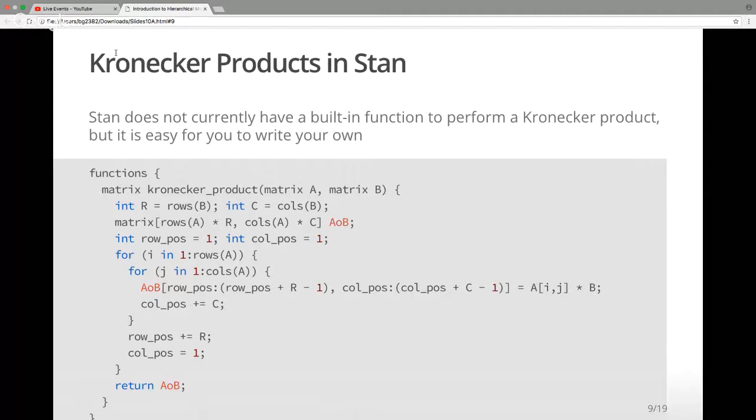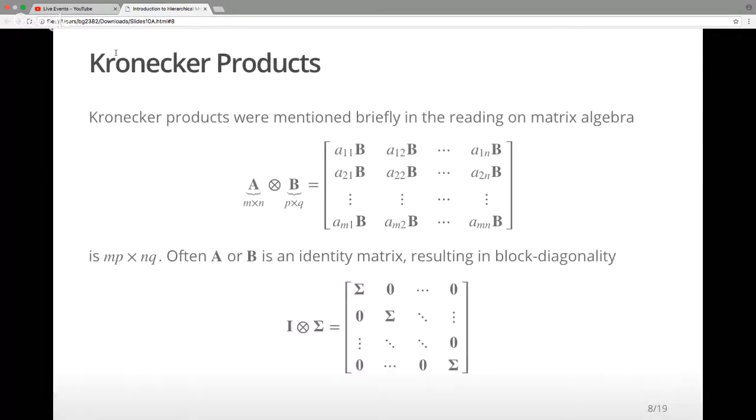Once you get out of the inner loop, you need to update your position as to where the next row is and reset the column position back to 1. But anyway, now we have a function that can do a Kronecker product and return out the big matrix at the end, which just corresponds to this relatively simple algebra.